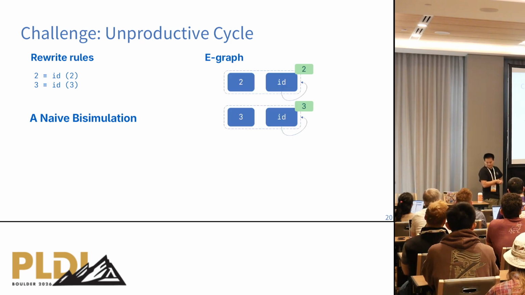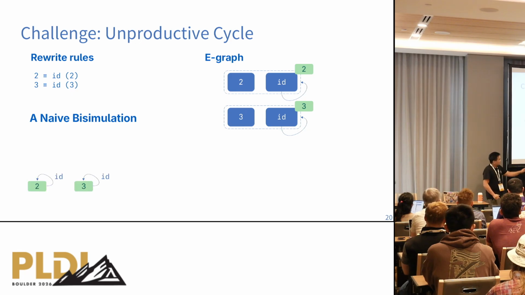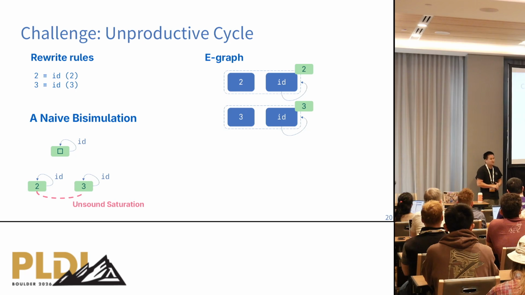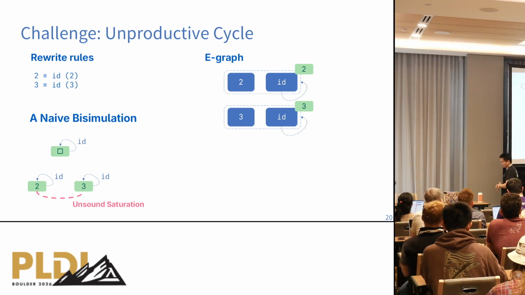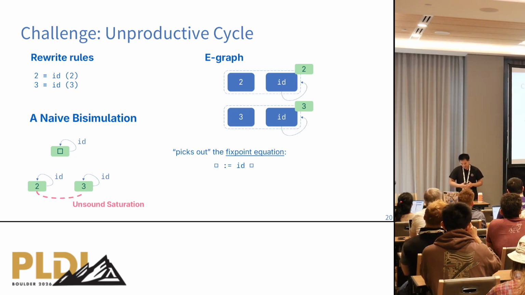And we can make this e-graph where 2 is unioned with identity of 2, and 3 is unioned with identity of 3, right? And we have 2 e-classes, we name them 2 and 3. If we turn them into transition systems, they look very similar. We can have a bisimulation on top of it, right? And this would unify 2 and 3, which I hope everyone here realizes is unsound. Last time I checked, 2 does not equal 3. So there's a problem here.